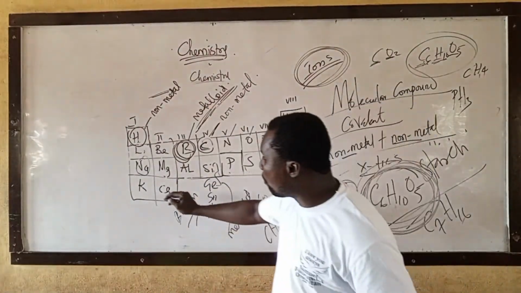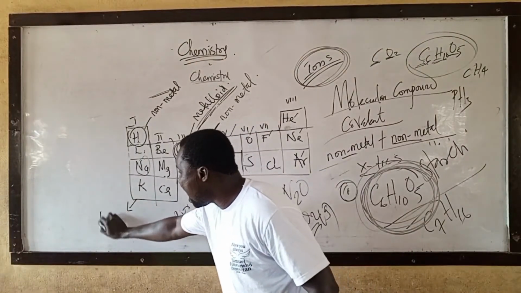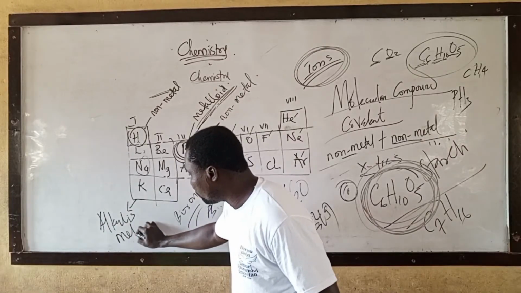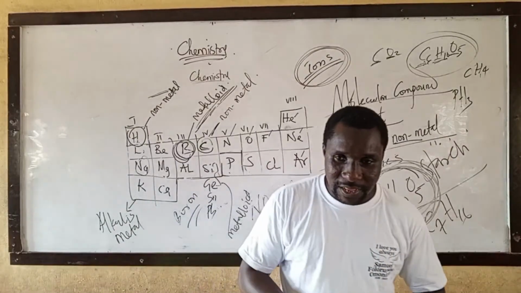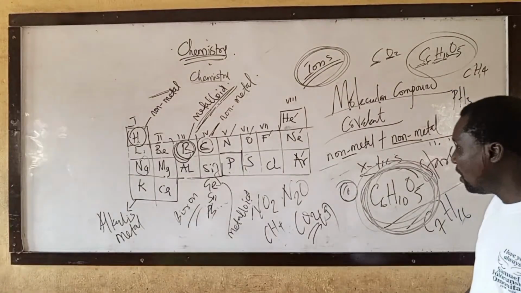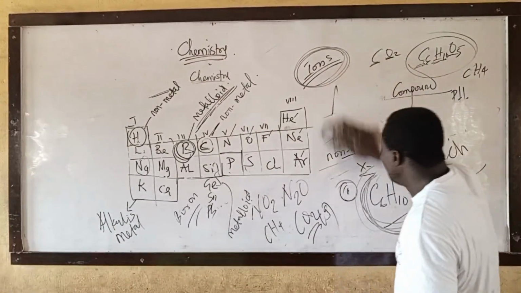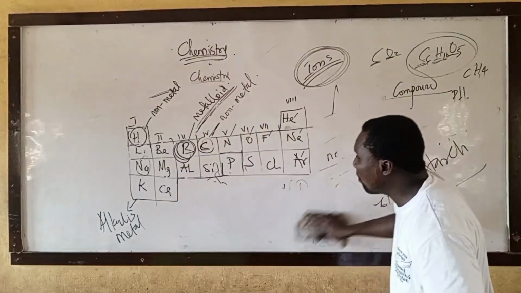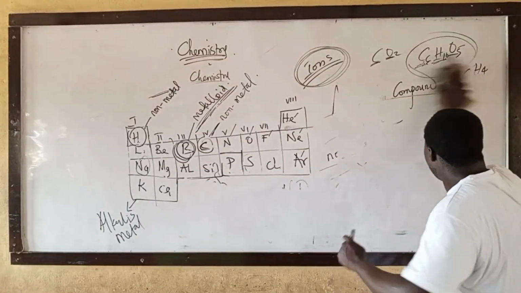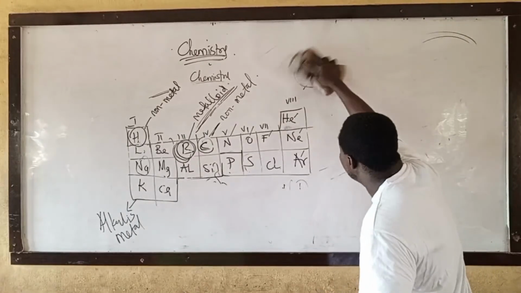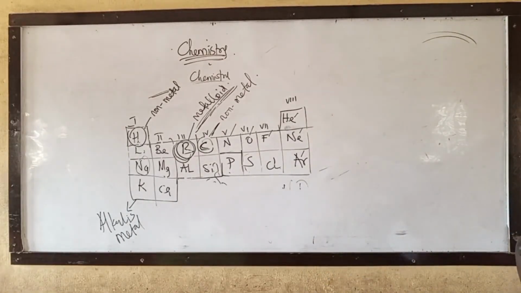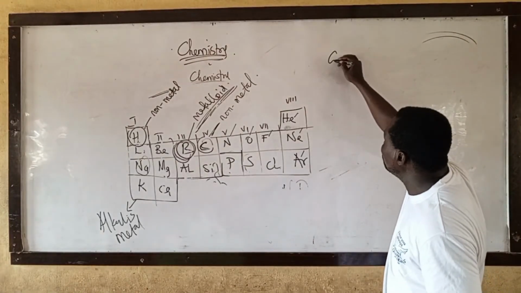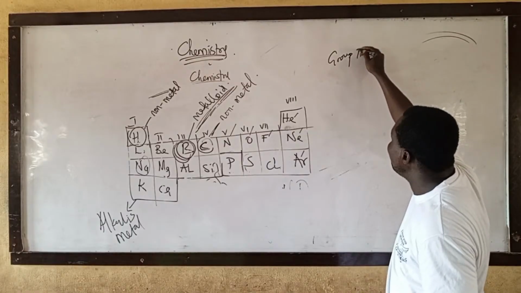I told you group 1 metals, they are called alkali metal. Write it down. Bonus, alkali metal. I want to give you bonus. Group 1 metals, they are called alkali metals. Take note.